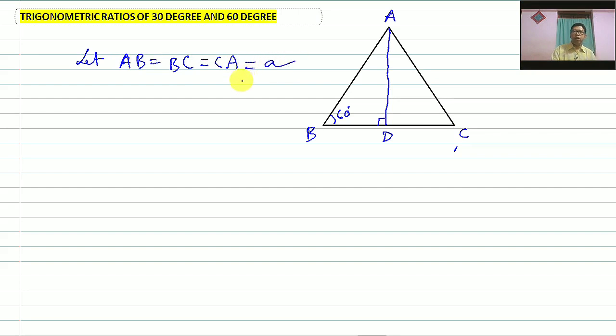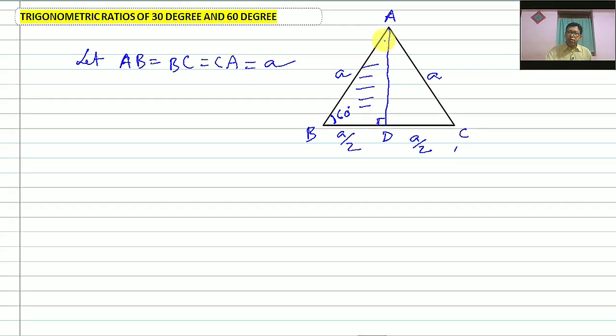Okay, all are equal. AB, this is A, this one is A, and obviously BC is equal to A units, so BD is equal to A upon 2 and DC is equal to A upon 2 because the point D bisects the line segment BC. Okay, now this is a right angle triangle, this part is a right angle triangle. Now since this angle is equal to 60 degrees and this is 90 degrees, what will be the measure of this angle BAD? BAD is equal to 30 degrees.